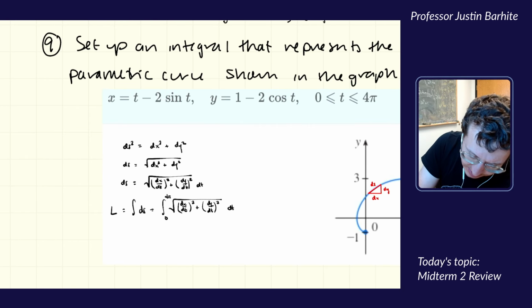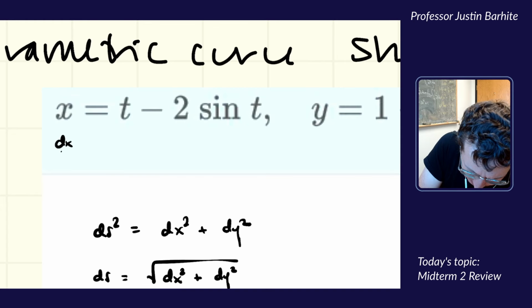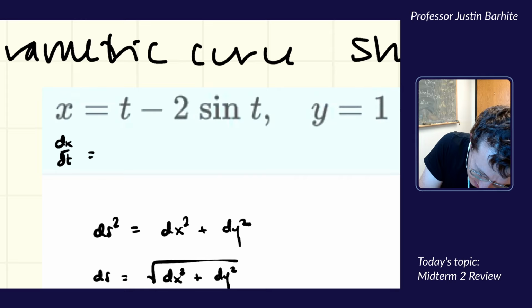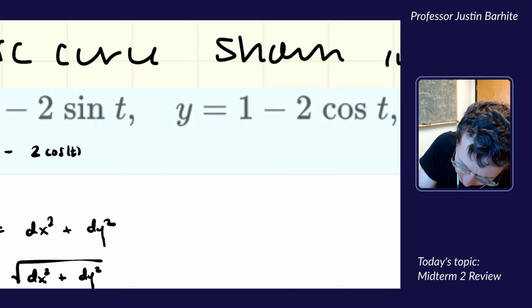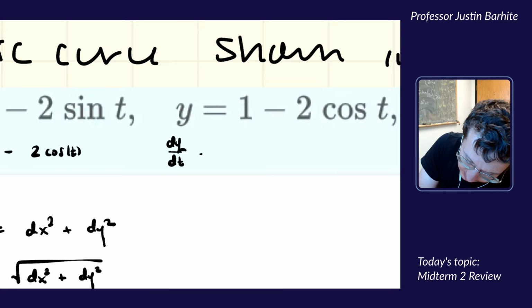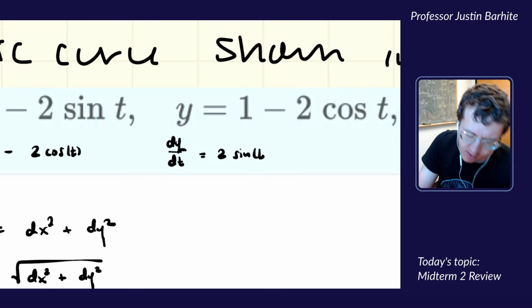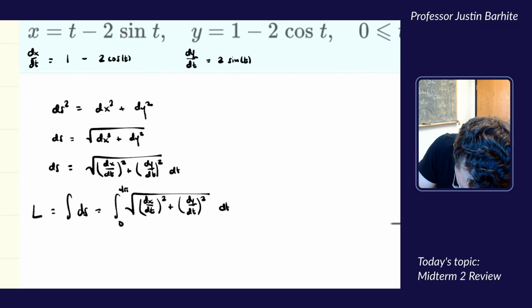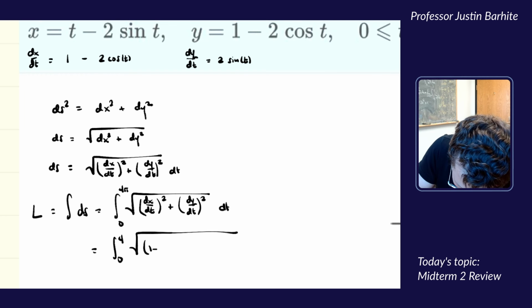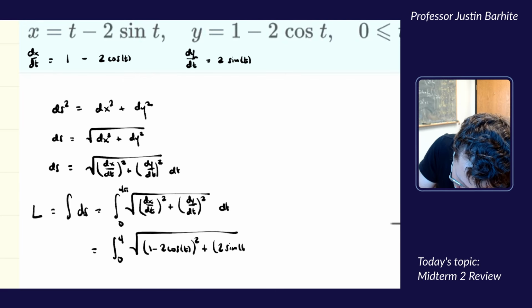Okay, so let's find dx/dt and dy/dt. The derivative of t minus 2 sine t is 1 minus 2 cosine of t. And the derivative of 1 minus 2 cosine of t is 0 plus 2 sine of t. All right, so I'm integrating the square root of (1 minus 2 cosine t) squared plus (2 sine t) squared.